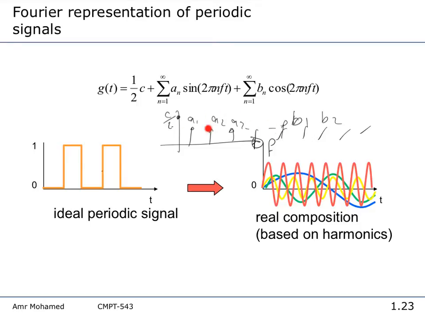And we can use some filters to make sure that anything above a certain frequency, we can just neglect it, and we can have some good approximation of these signals. And on the receiver side, we can do the reverse operation. We can do some channel estimation and signal detection to get back this digital signal very accurately with ideal representation, using some signal estimation techniques, okay?